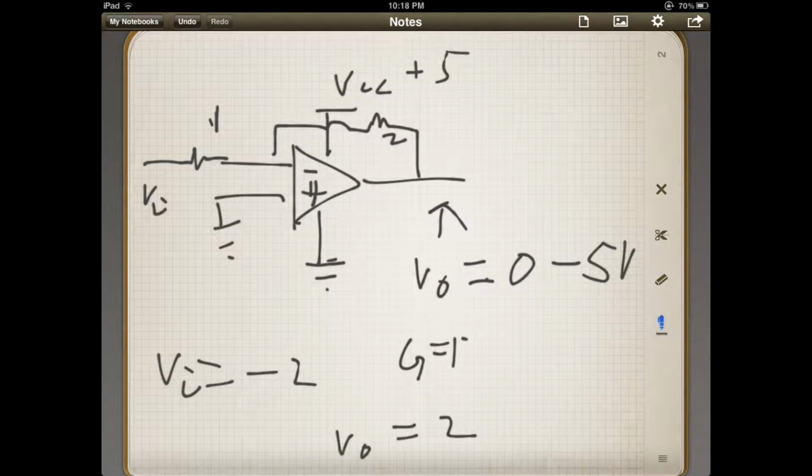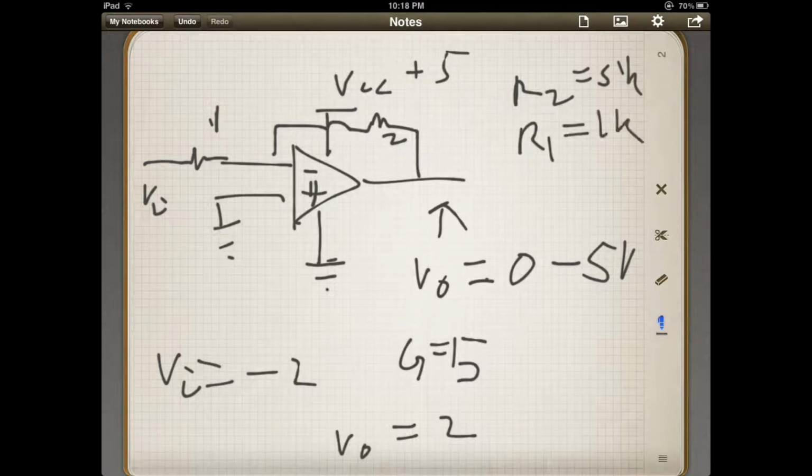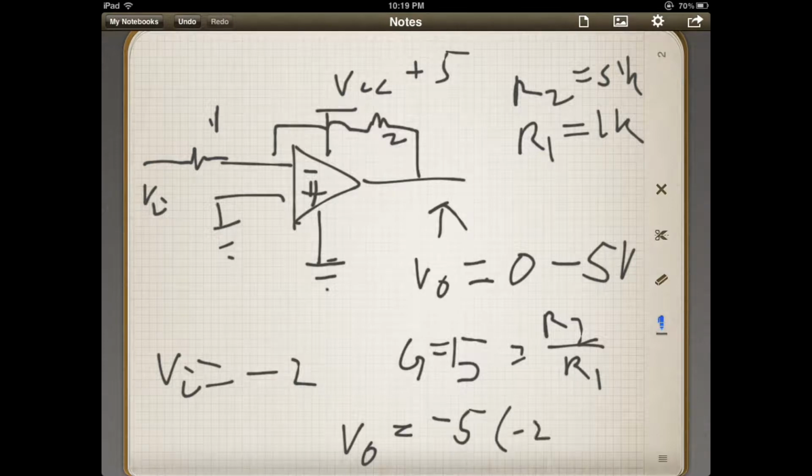But let's say for some reason we change our gain up and we do a gain of 5, let's say. Let's say we make R2 equal 5K, okay, and R1 is 1K. So that way, when we do this, which is equal to R2 over R1, when we do that ratio, we get 5. Well, if that's true, then our V out will equal -5 times -2. It's actually equal to 10.